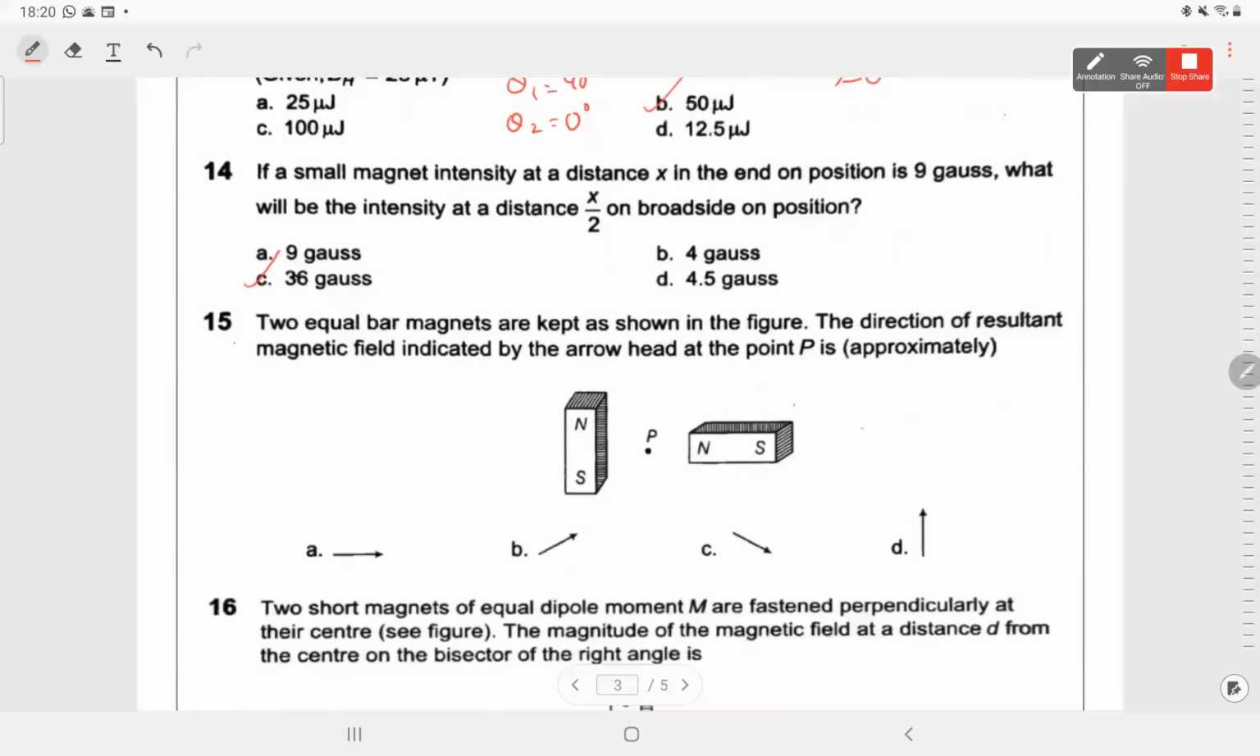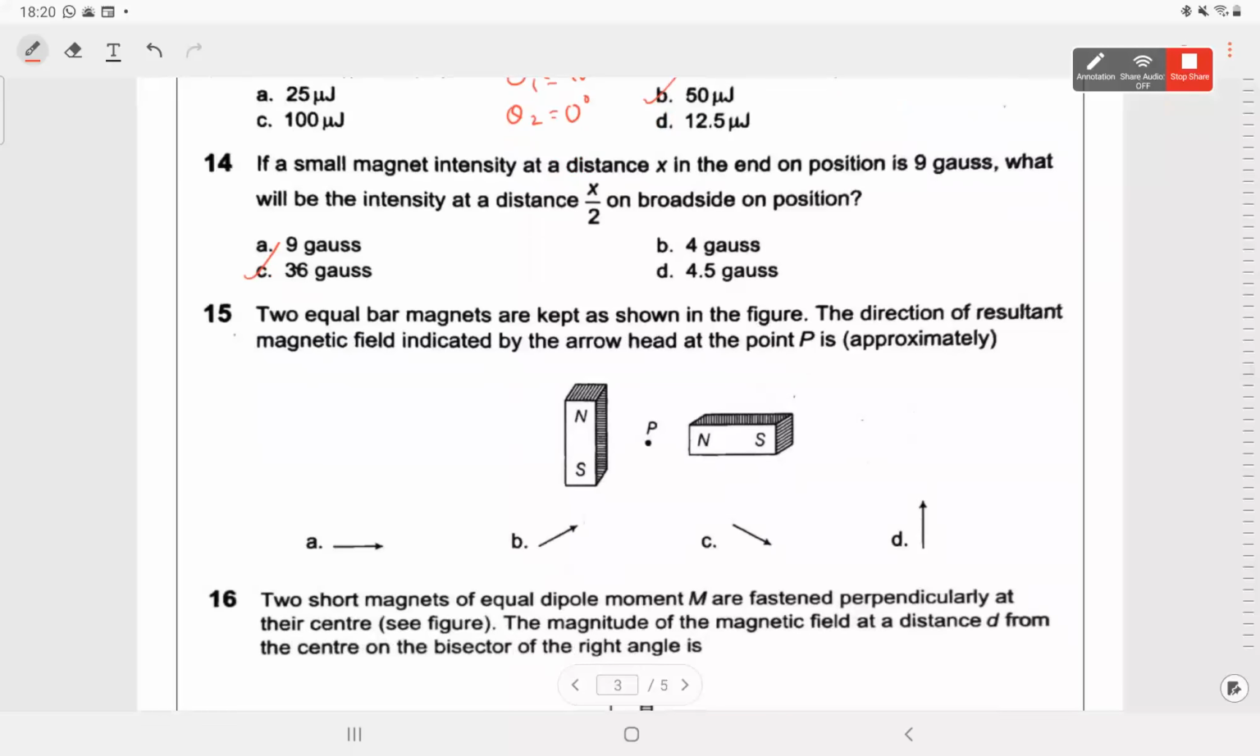Number 15. Two equal bar magnets are kept as shown in the figure. तो ये वैसे ही केस हो गया. The last one, two magnets perpendicular. जिनके एक्सिस परपेंडिकुलर है उसके बीच वाले पॉइंट पे निकालते हैं. साउथ टू नॉर्थ एक्सियल पोजीशन में सेम डायरेक्शन में, इक्वेटोरियल पोजीशन में अपोजिट डायरेक्शन में, दोनों का रिजल्टेंट बीच में आएगा.